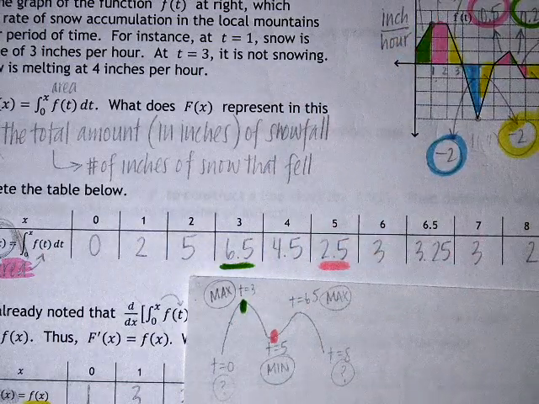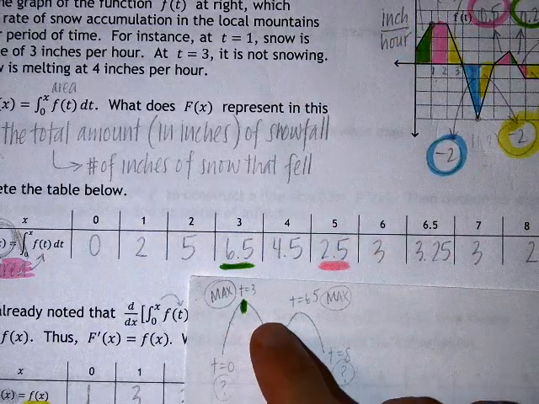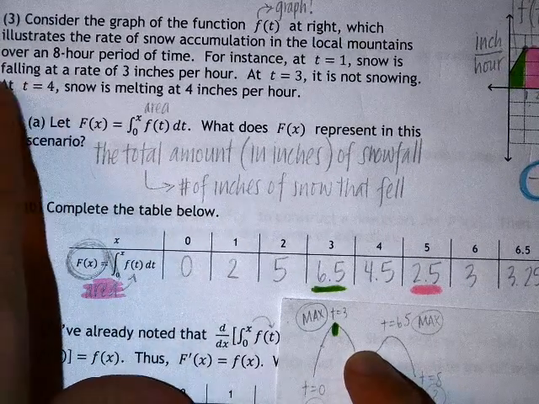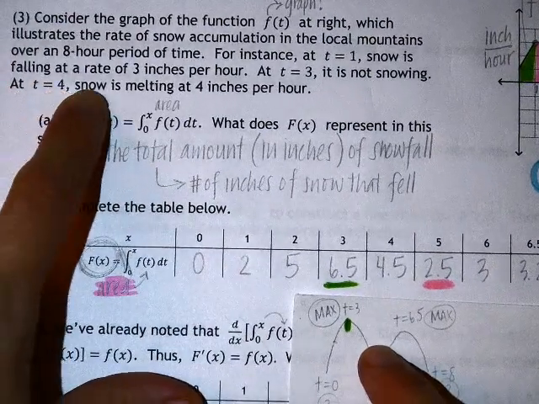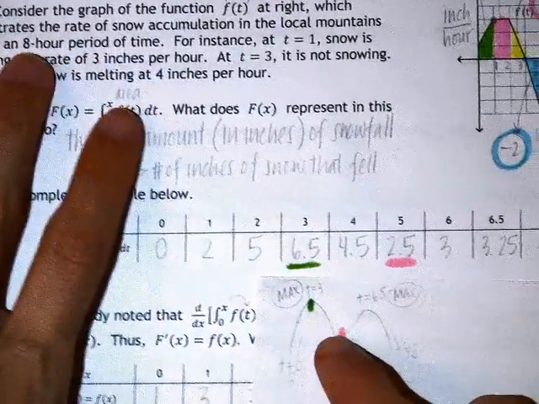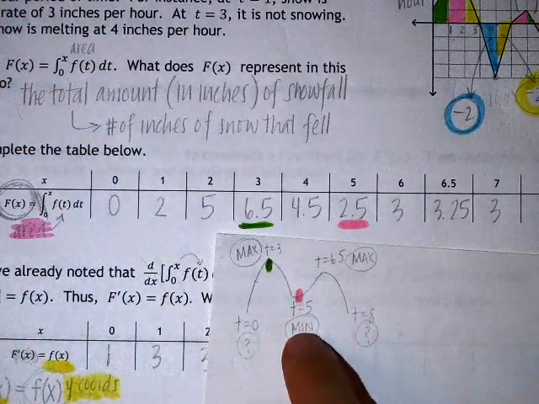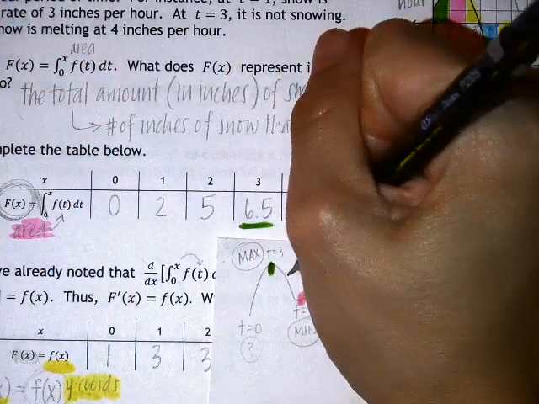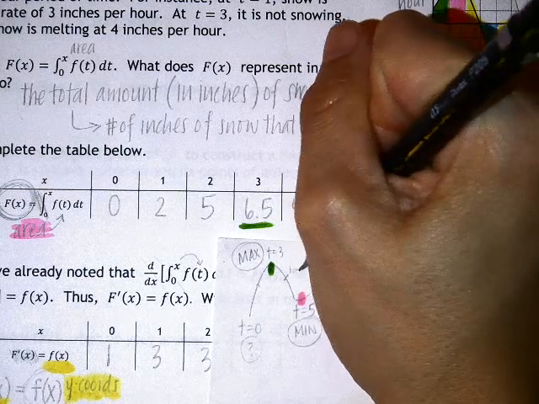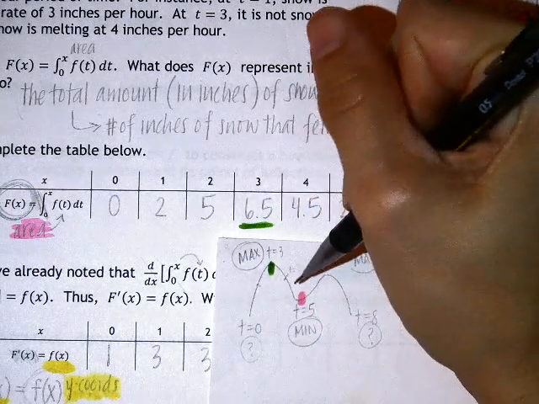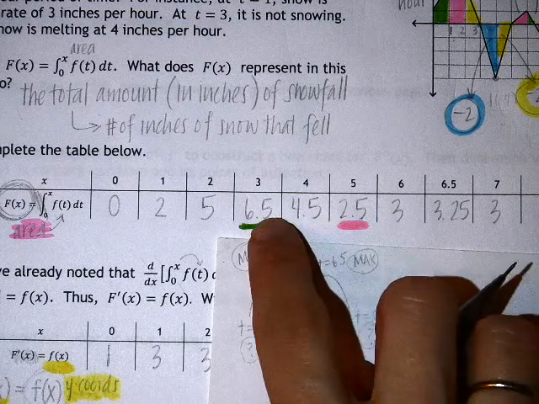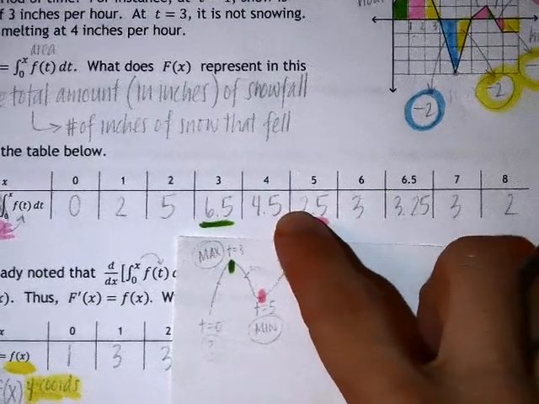So things must have been melting for a little while. That actually makes sense even in the context of the question. Remember it said at t equals 4, snow is melting at 4 inches per hour? No wonder. Snow is melting at time 4. That's why, because at time 4, right about here, the amount of snow was decreasing. So of course it was melting. It was getting smaller and smaller there.